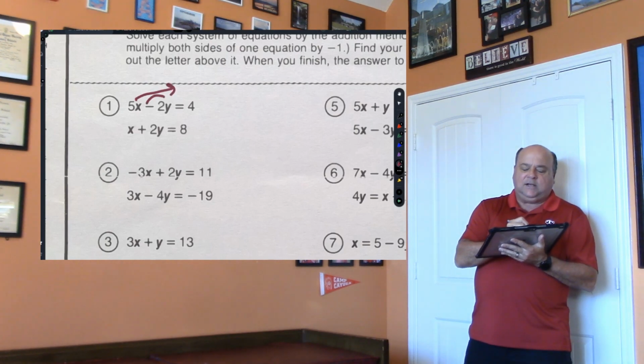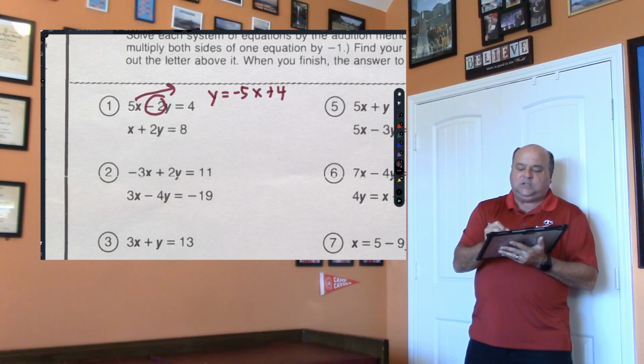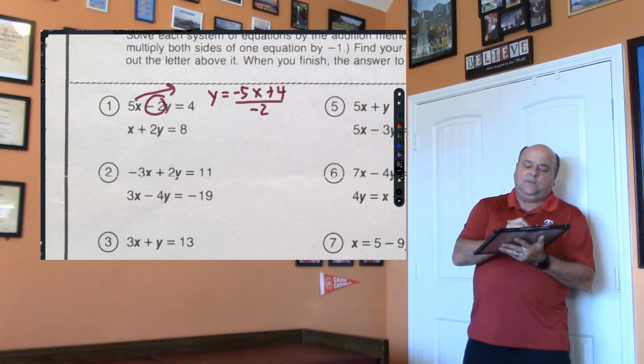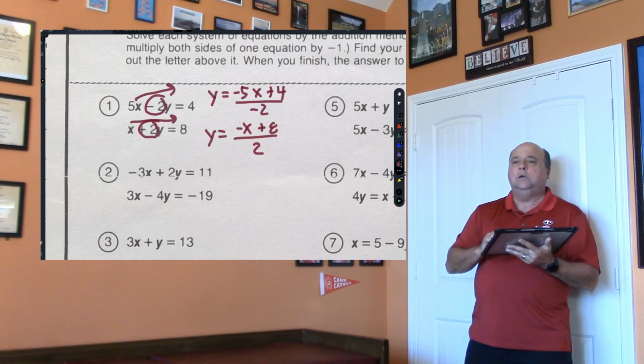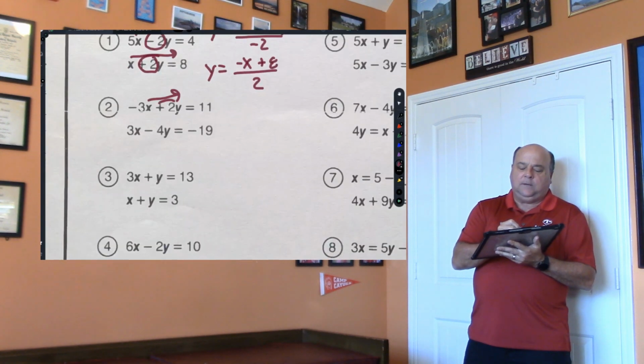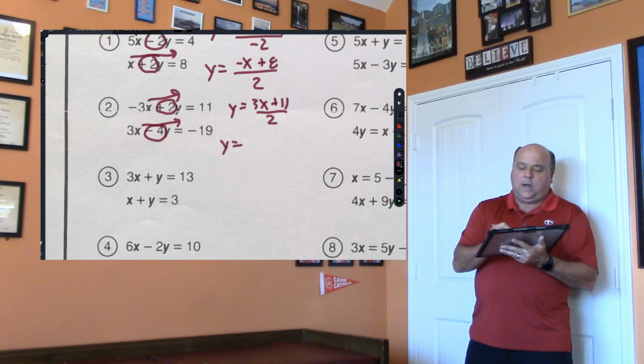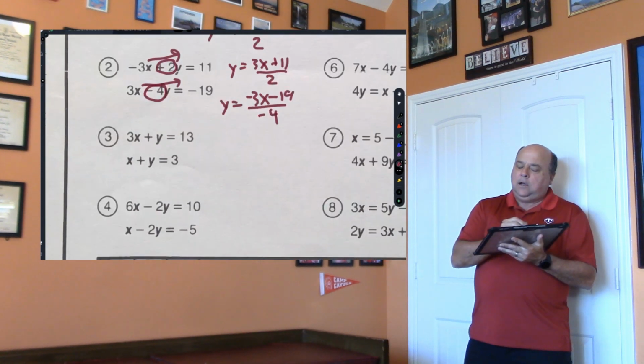So we're going to move the 5x over, and the negative 2 goes on the bottom. So y equals negative 5x plus 4 all over negative 2. The x flips, the y goes on the bottom, so y equals negative x plus 8 over 2. Keep going. The x flips, the y goes on the bottom, so y equals 3x plus 11 all over 2. The x flips, the y goes on the bottom, y equals negative 3x minus 19 over negative 4. All of these, I think, are in standard on this one. The x flips.